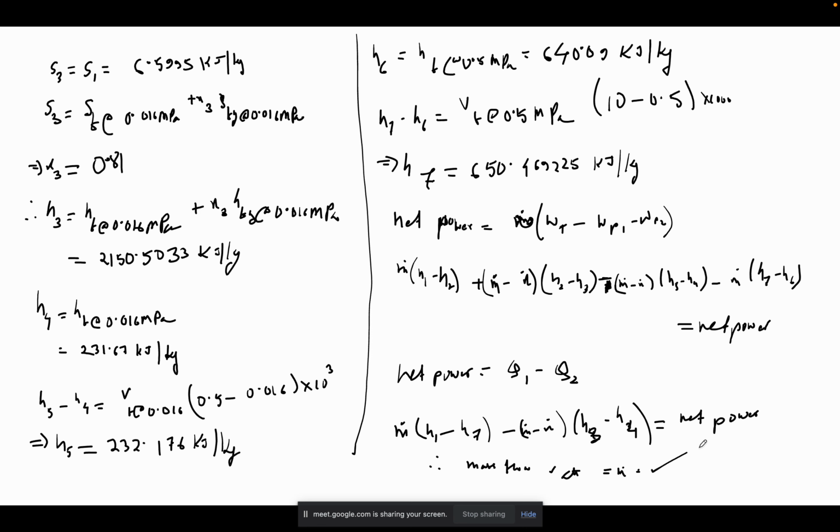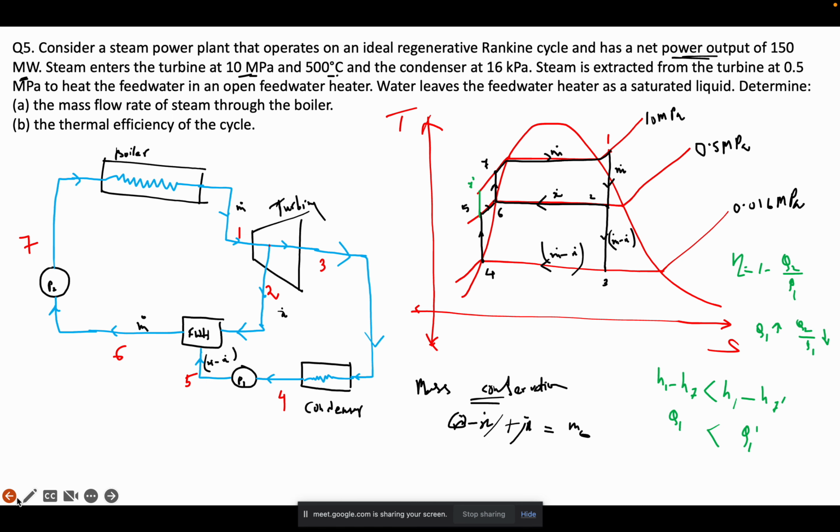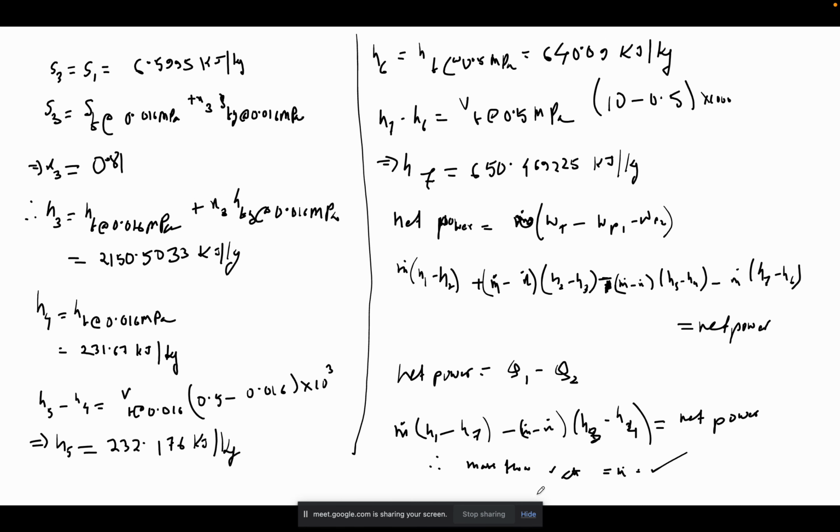solving these two you will get the mass flow rate m dot. Fine. After that you just have to calculate the efficiency, and for that you just do eta is equal to 1 minus Q2 by Q1, and you know what is Q2. Q2 is nothing but this one, Q1 is nothing but this one, so you'll put this and you'll get this answer. Fine. Okay.